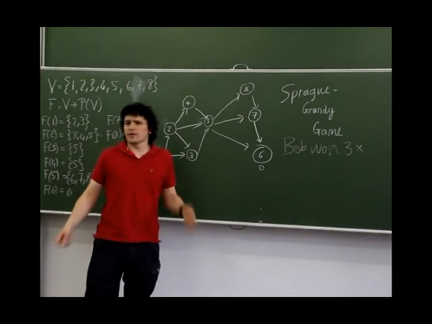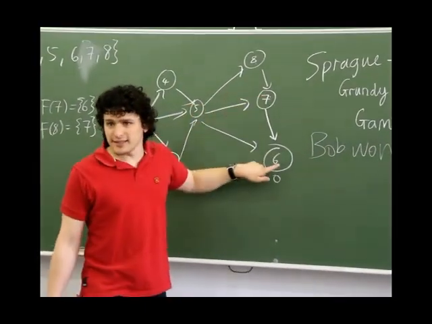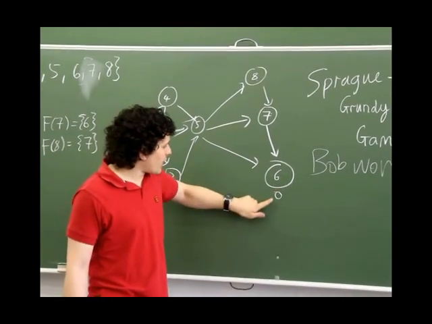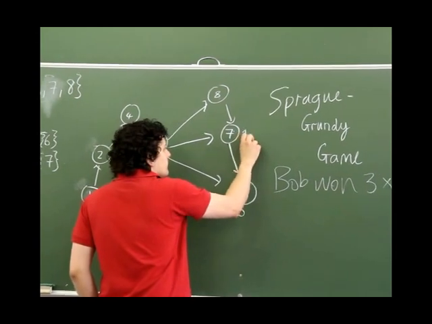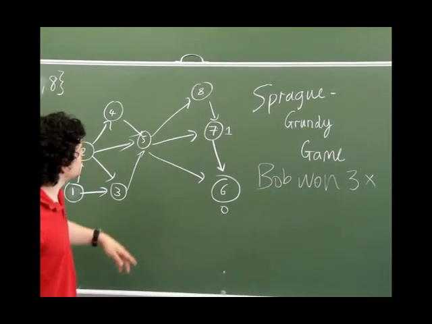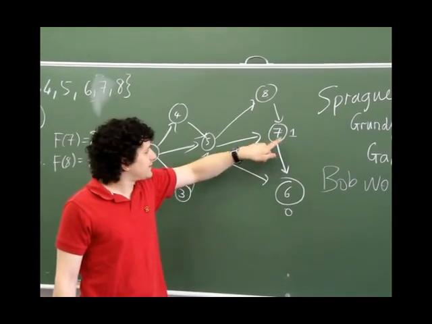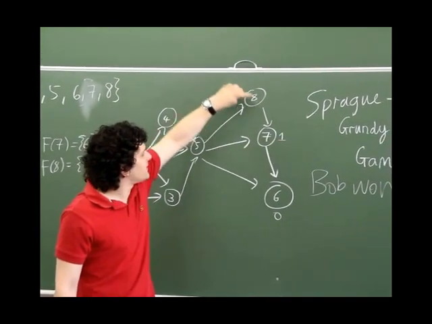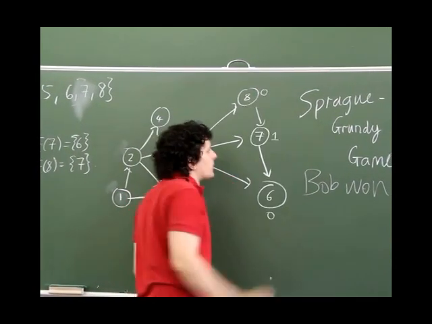Now before I even tell you what this number is, I'm just going to compute it for this graph. 7's only neighbor is 6. Okay, 6 already has a 0, so 7 has to have a 1. Alright? 8's only neighbor is 7. 7 has a 1, but none of 8's neighbors have a 0, so 8 is going to get a 0.